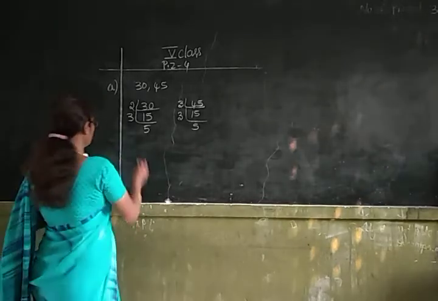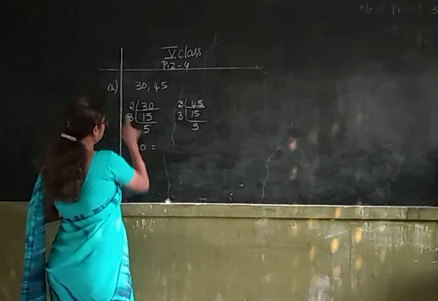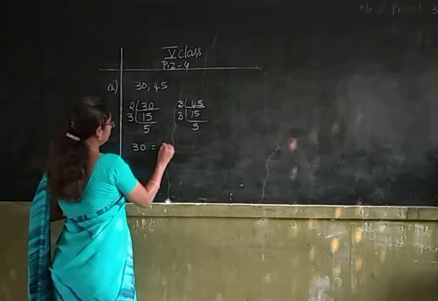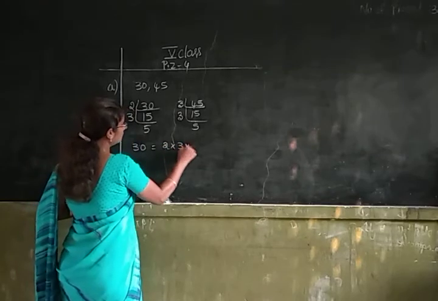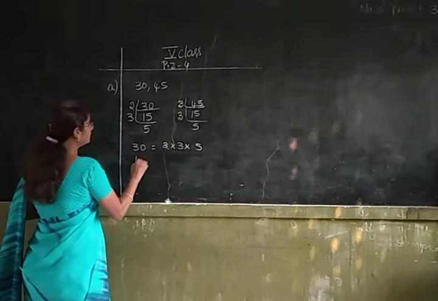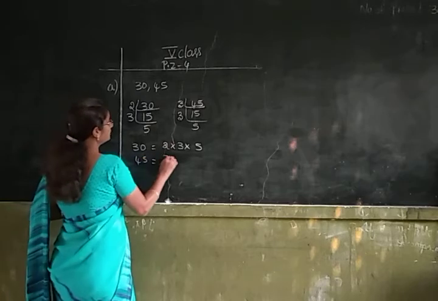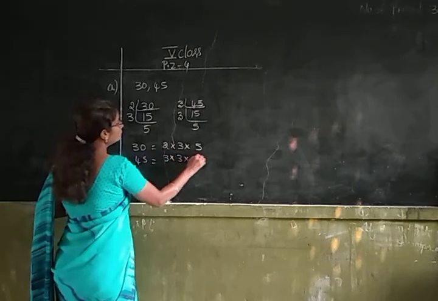Now let us write down the prime factors of 30. 2 into 3 into 5. Now let us write down the prime factors of 45. 3 into 3 into 5.